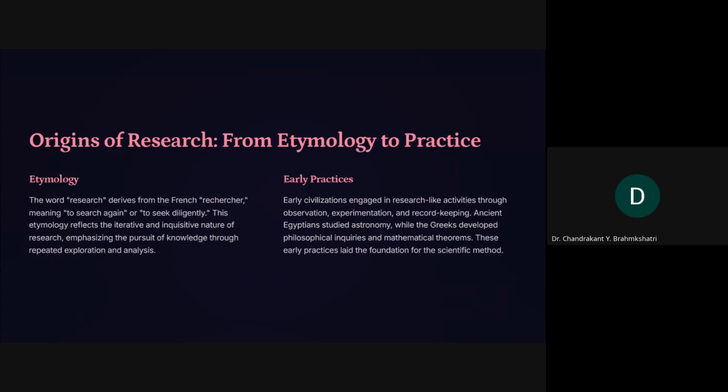Now, this word research is actually derived from a French word, recherche, and it means to search again. That reflects the iterative and inquisitive nature of research, emphasizing the pursuit of knowledge through repeated exploration and analysis, right? Those who have already completed their research are aware of this.